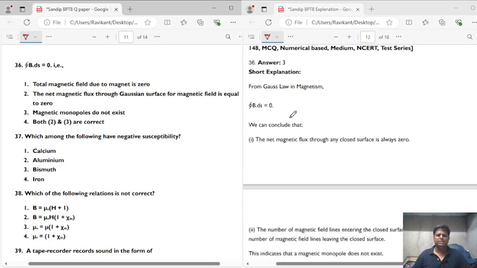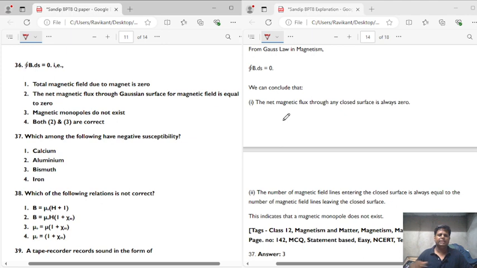Question number 36 says that closed integral B dot ds is equal to 0. This is Gauss law in magnetism. So what this says is that if this is a closed surface, and I place a magnet inside it, let's say this is the south pole, and this is the north pole. Because the magnetic field lines form a loop, the net field lines exiting the surface will be equal to the number of field lines entering it. So the net flux passing through this surface will be equal to 0, right? So the magnetic flux will be 0, that is closed integral B dot ds will be equal to 0, right?